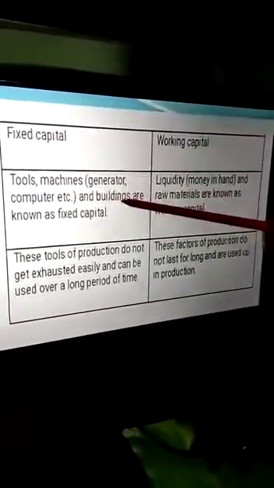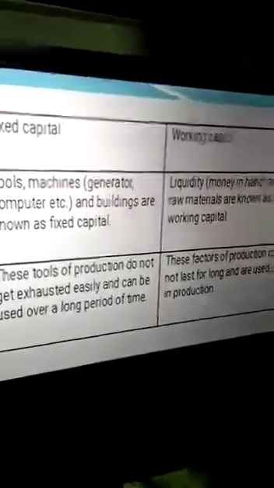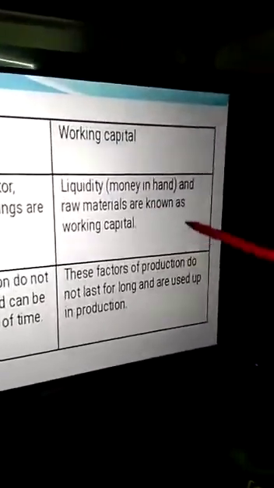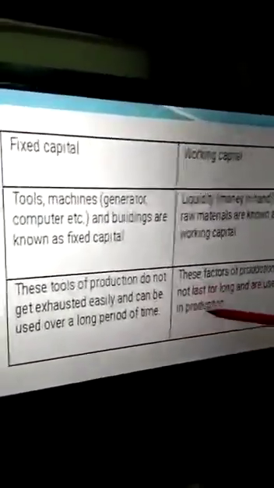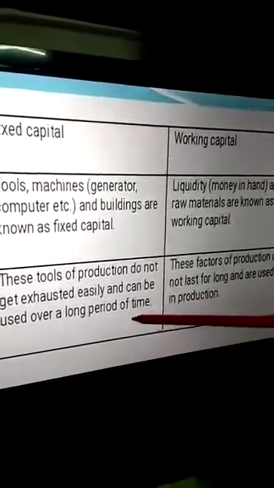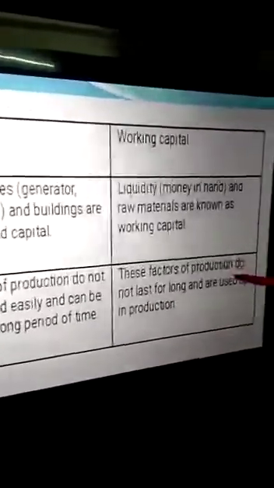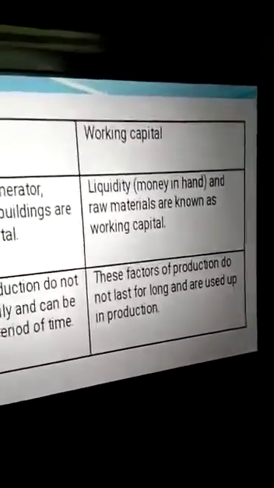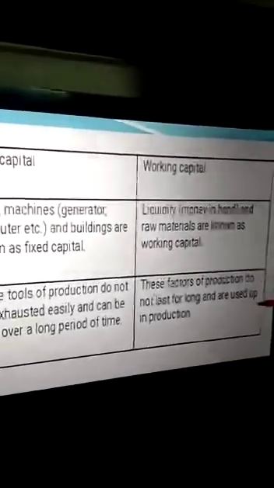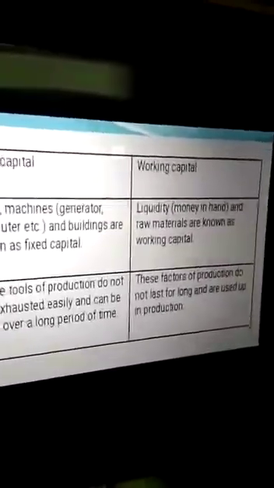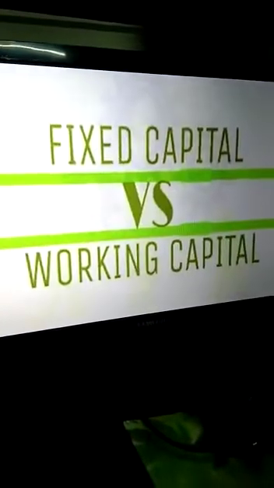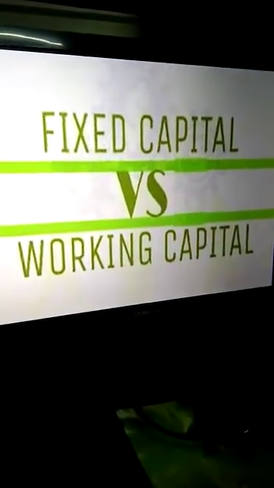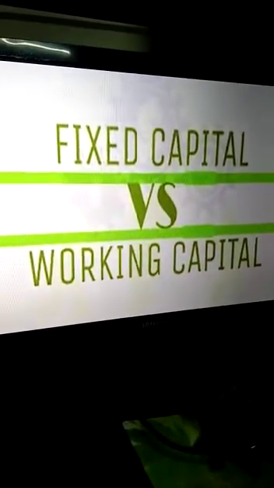Tools, machines and buildings are known as fixed capital, and money and raw material are working capital. The tools of production do not get exhausted easily and can be used over a long period of time, but working capital does not last for long and is used up in production. Each and every year it is required again to input the money or the raw material. Money is one good example of working capital, and every year it will be required again. So I think you understood the difference between fixed and working capital well.